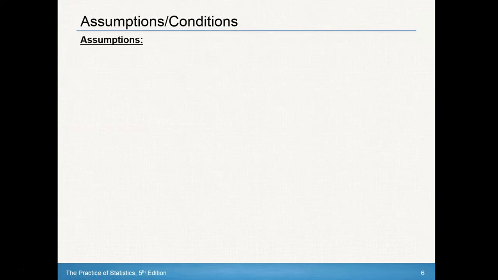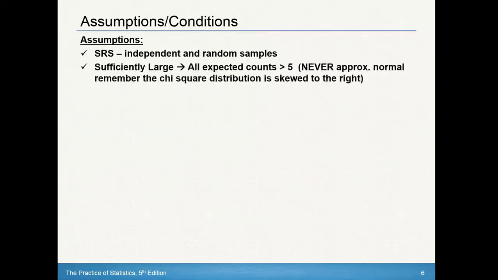Here are your assumptions and conditions. They're going to be very similar to your assumptions and conditions from your chi-square test for goodness of fit. Number one, we need to have a simple random sample. So we need to make sure that my samples are independent and they're random. Now, this condition is the same as what we've talked about for goodness of fit. So all expected counts are greater than 5.